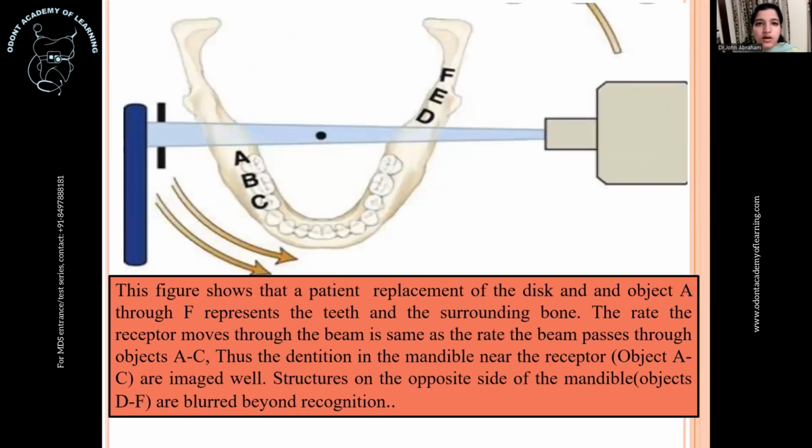So this is a replacement of the picture that we have seen with our jaws and the teeth, where A to F will be representing the teeth and the associated structures. The same principle holds: whichever area is rotating in the same direction as the receptor or the beam will be recorded with accuracy, and the other one which is moving in the opposite direction will be recorded blurred, or it can be blurred beyond recognition as well.